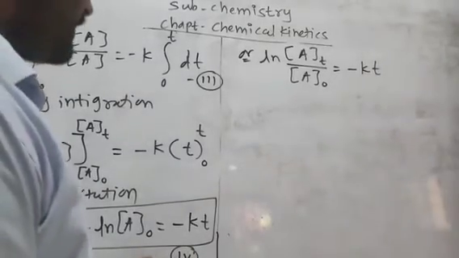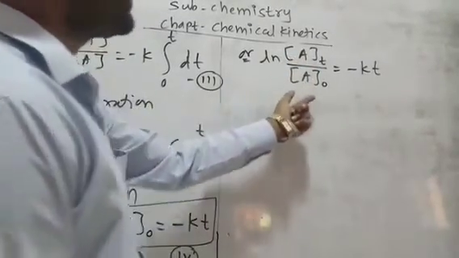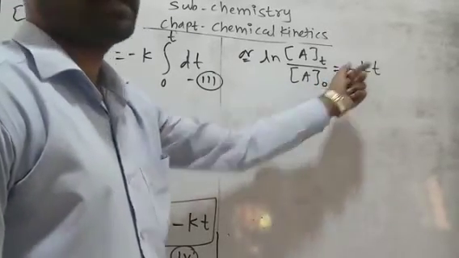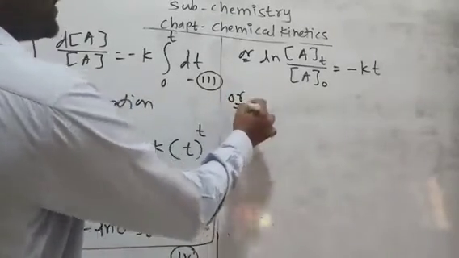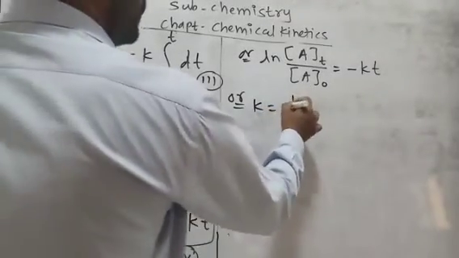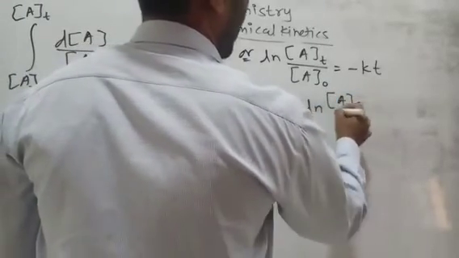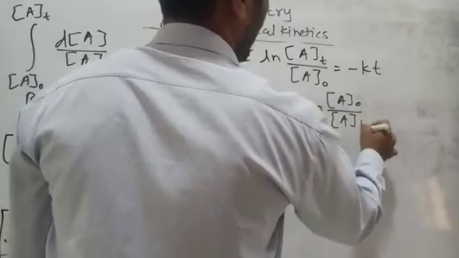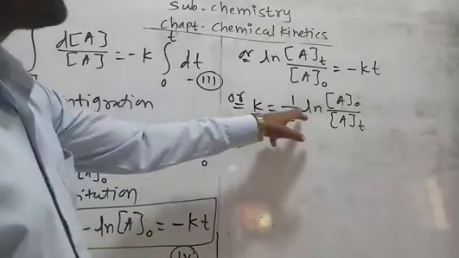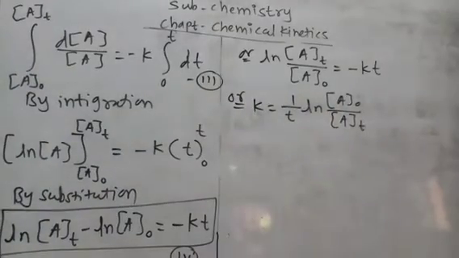Or that equation is also written as ln of the concentration of A at time t divided by the concentration of A at 0 time, that is equal to minus kt. Or that equation is also written as k is equal to 1 by t ln of the concentration of A at 0 divided by the concentration of A at t. We got the equation, that is k is equal to 1 by t ln of the concentration of A at 0 divided by the concentration of A at t.